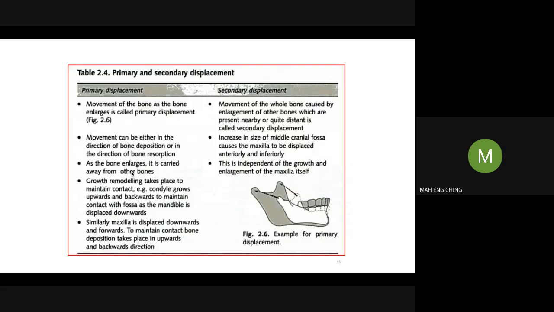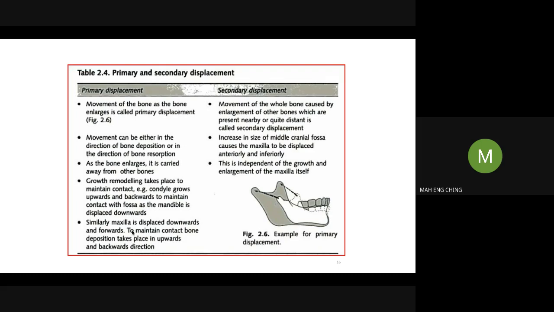As the bone enlarges, it's carried away from other bone. Growth remodeling takes place to maintain the contact. The condyle will grow upward and backward to maintain the contact with the fossa, and the mandible is placed downward. What I'm trying to say is, when the bone grows, they still join together. The bone cannot be separate. When you grow, they must be joined together. The space in between must be filled up with new bone. It's how the bone grows.